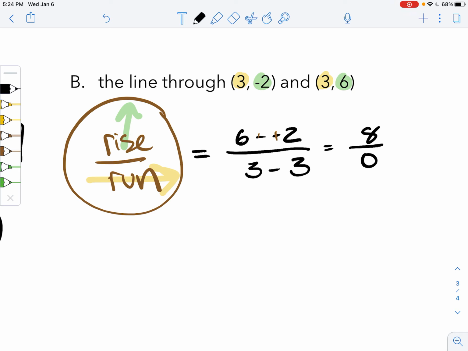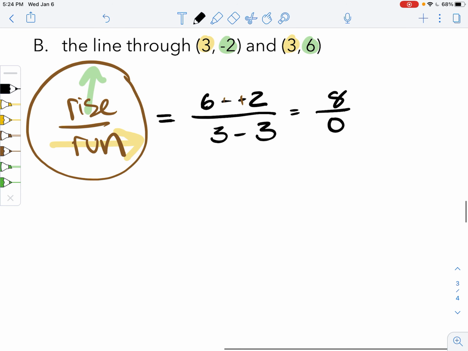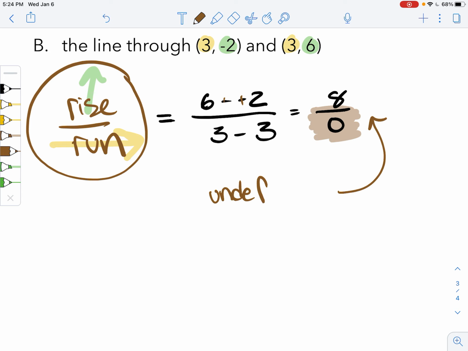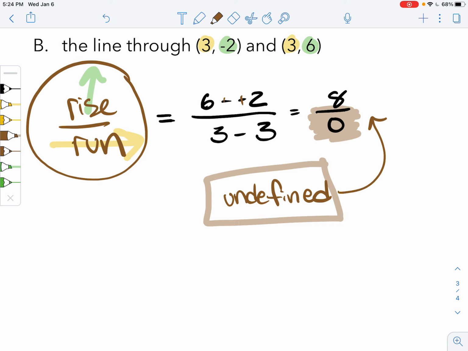Guys, we're not allowed to do that. Whenever you have anything divided by 0, we call that undefined, because we don't have a definition for it. And that's it. So we just say the slope is undefined. Fun, huh?